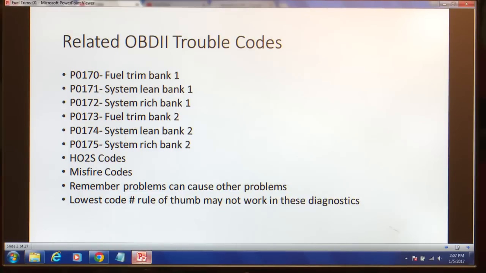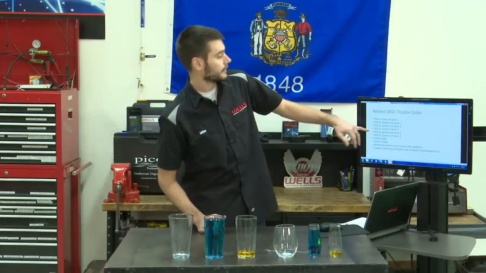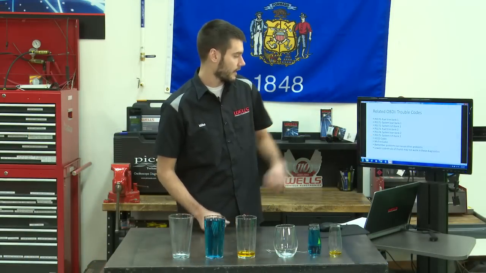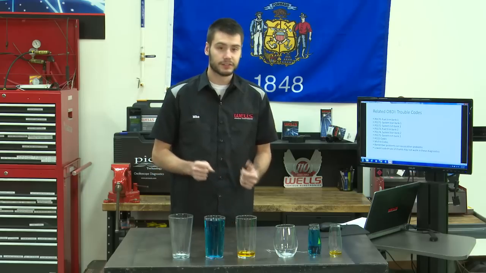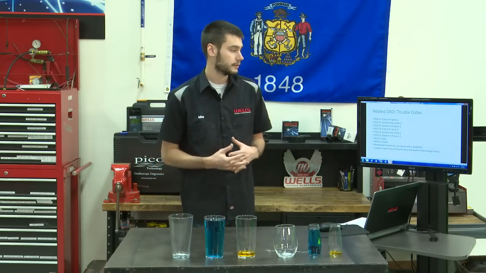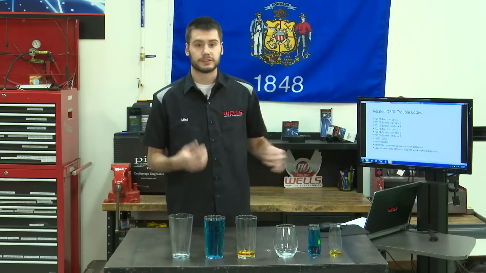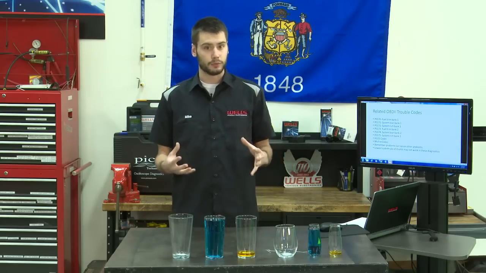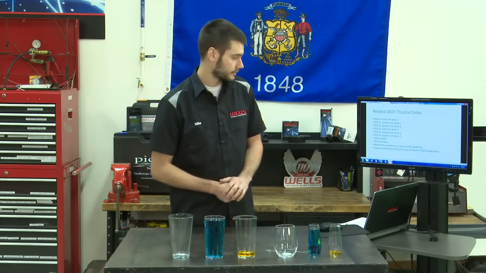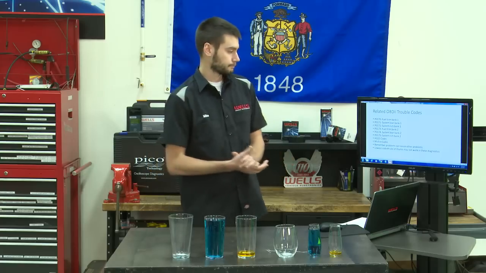Like our GTO with the V8, we have 2 banks, so then we get into 173 through 175 for our bank 2 codes. So if you guys are ever thrown off when you're looking at codes like this or oxygen sensor codes, if it says bank 1 on a 4-cylinder, that's just the only bank. They just label it that way because that's the way they do it.